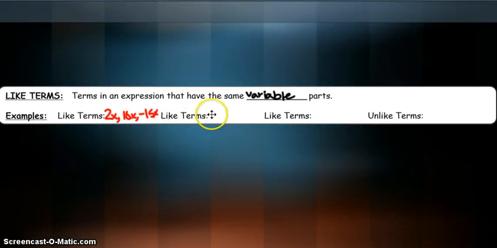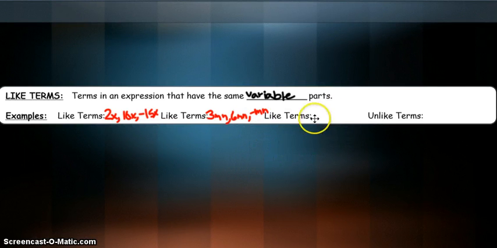Another example of like terms would be 3mn. The variable part here is mn, m times n. So another example would be 6mn or negative mn. Because remember, there's really a negative 1 in front of that. So mn was the variable part there.